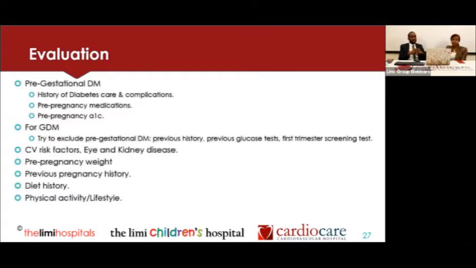Absolutely. So the other things that we need to look out for when we are assessing these patients, we want to assess for other cardiovascular risk factors, their hypertension. We want to look out for retinopathy and kidney disease, like we earlier mentioned. Yes. And then, of course, you need to know the pre-pregnancy weight of this person. Yes. The pre-pregnancy weight tells you how much obesity is there, and just helps you to really know, of course.